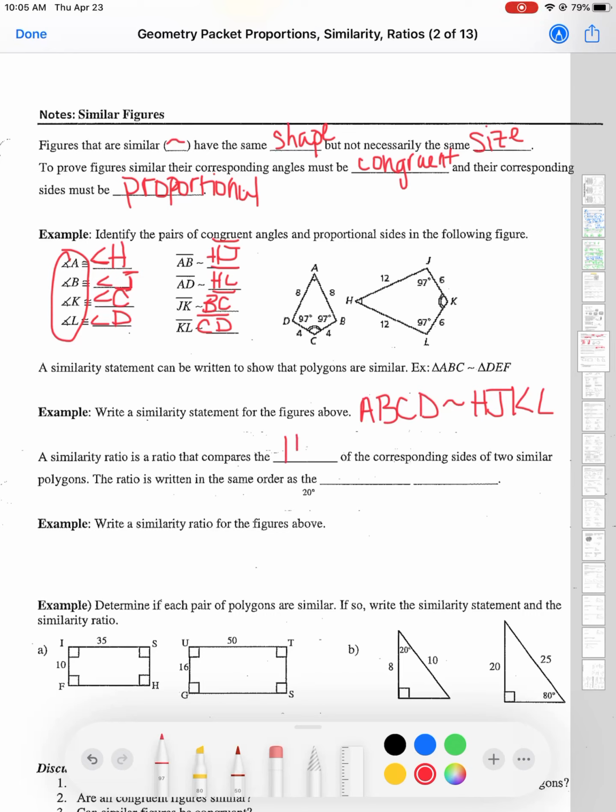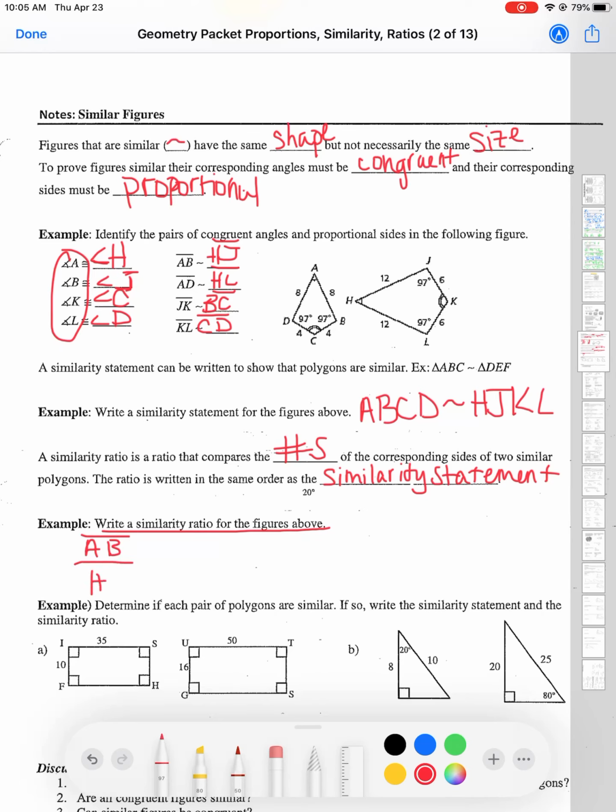A similarity ratio is a ratio that compares the measurements of the corresponding sides of the two similar polygons. The ratio is in the same order as the similarity statement. Okay, write a similarity ratio for the figures above.